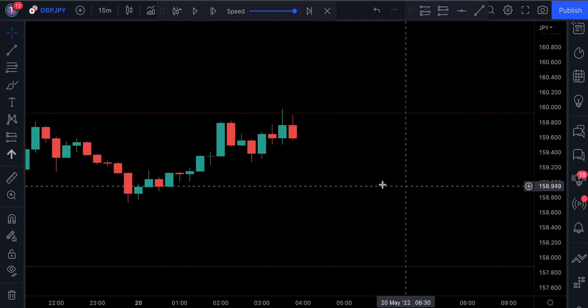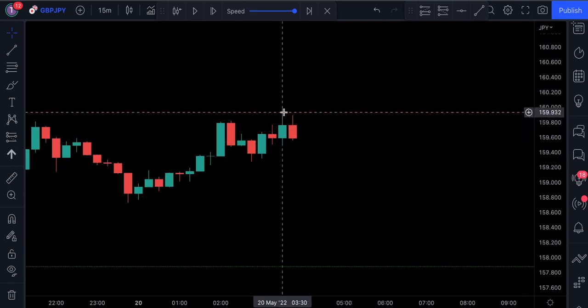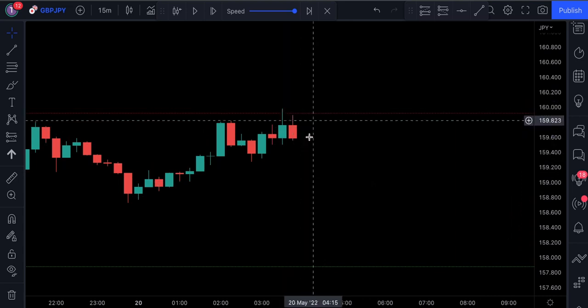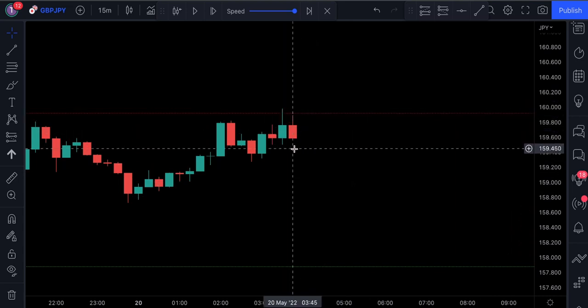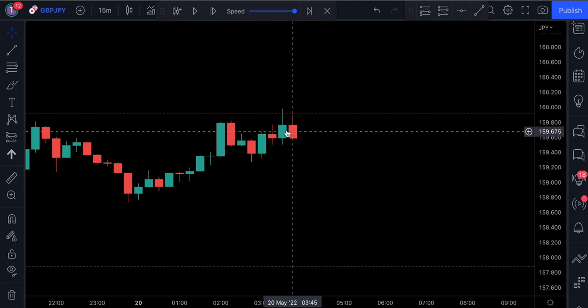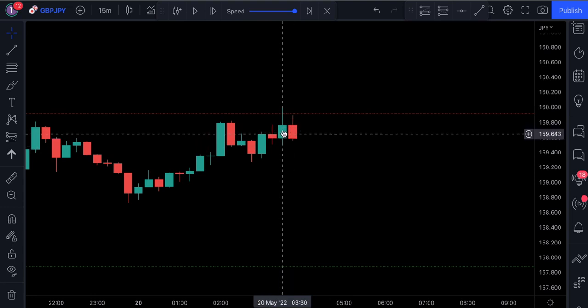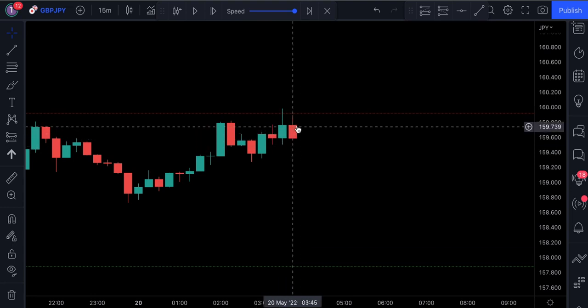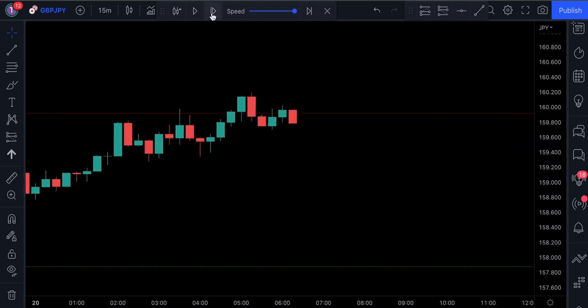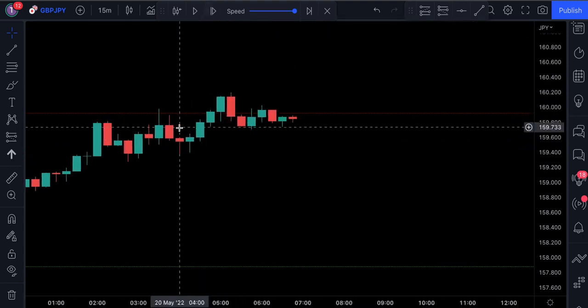So here we see the wick of the bullish candlestick is touching the level of resistance. The very next candlestick is bearish. However, if we take a look at its body, we see that it's equal to the body of the previous bullish candlestick. This means that the selling pressure is not strong enough for us to enter a short position. We see the price action would have reversed and hit a stop loss.